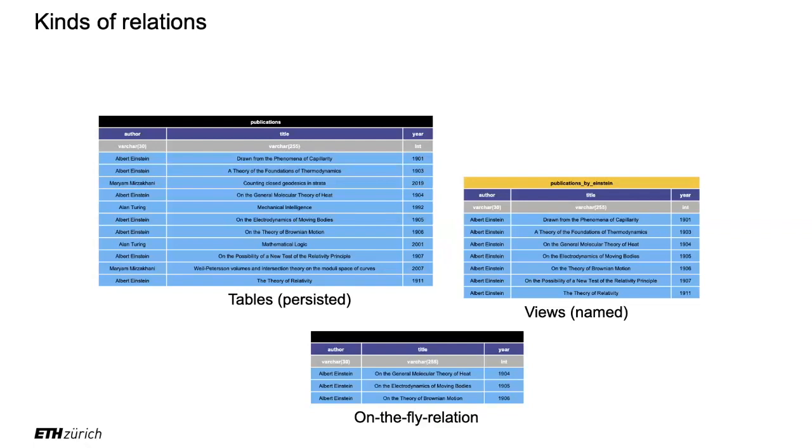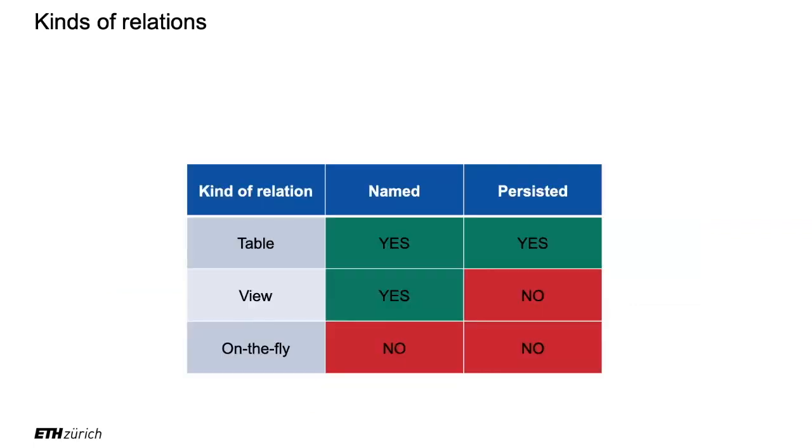And now we have a third kind, that's called a view, that is also named. So it's named just like a persisted table, but it's recreated on the fly whenever you need it. So it's not like it's stored. So the idea is that a table is named and persisted. A view by default is named but is not persisted. And on the fly is neither named nor persisted.